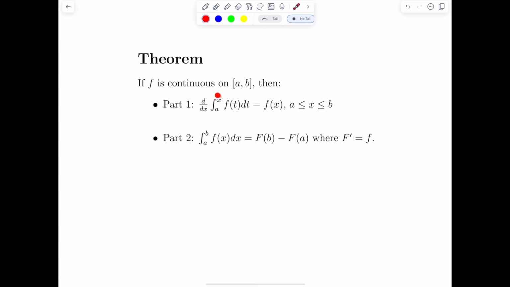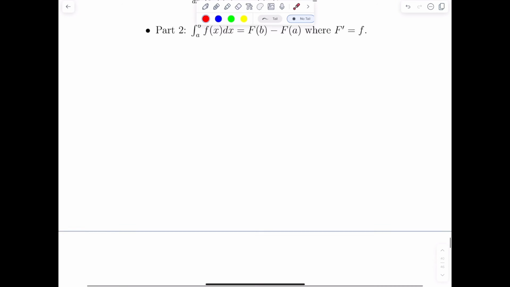If this upper limit is not a variable, we have to do some things to make it so. And if it's anything more involved than x, then we have to follow our differentiation rules, because what we're doing is taking a derivative and apply the chain rule. So you'll see what I'm talking about right now.